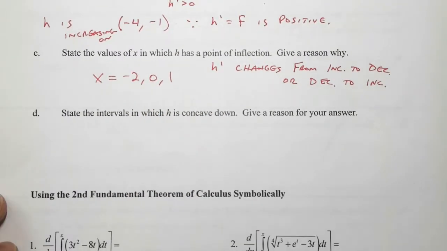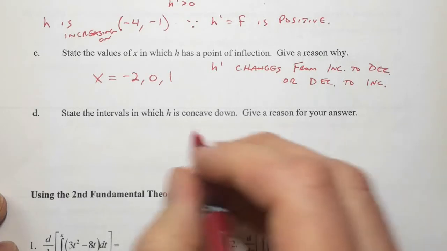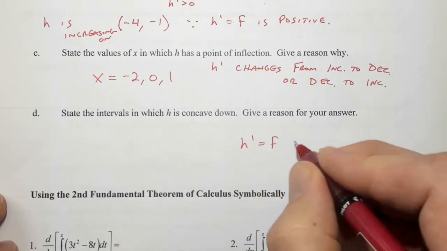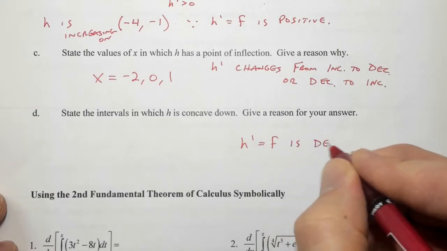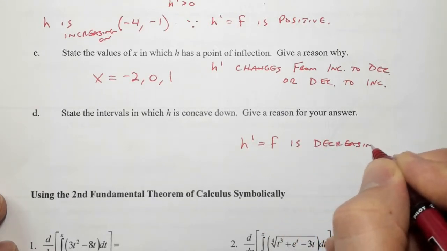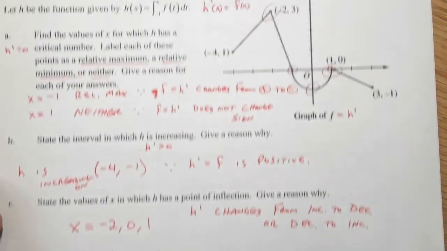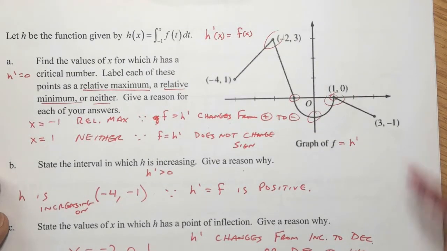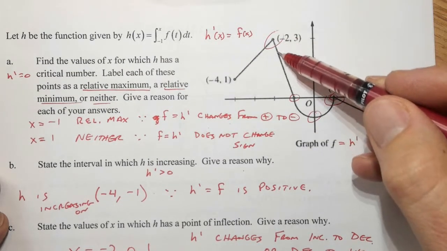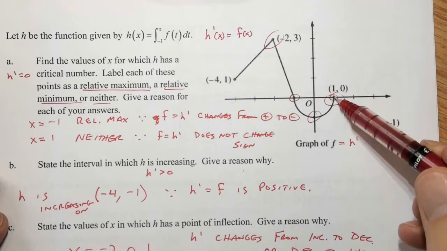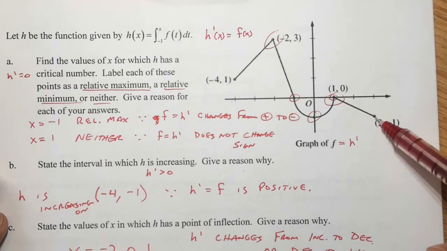Finally, we need to state the intervals in which h is concave down. All right, h is concave down when h prime, which equals f, is decreasing. When the derivative of a function is decreasing, that function is concave down. So when is our graph decreasing? Well, it starts at -2 and it's decreasing throughout this whole time all the way to 0. And then it decreases again from 1 to 3.